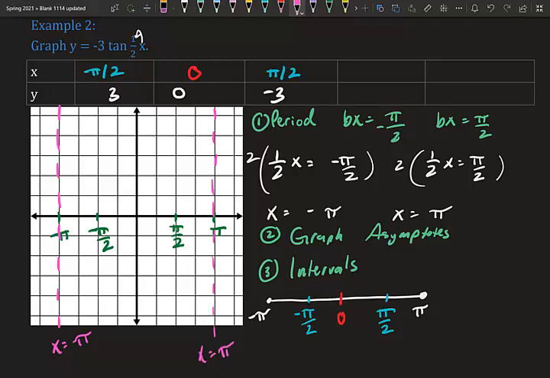Now let's plot our points. We have negative pi over 2, 3. We have 0, 0. And then we have pi over 2, -3. And remember, we connect the dots and we use our asymptotes as a guideline. So it goes something like this.